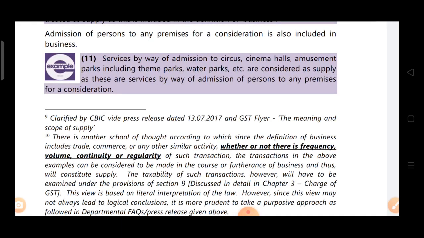Clarified by the CBIC press release dated 13/7/2017, the GST flyer gives the meaning and scope of supply. They have just said that this meaning and scope of supply was clarified by the press release.